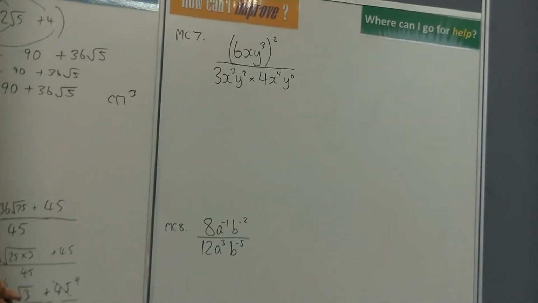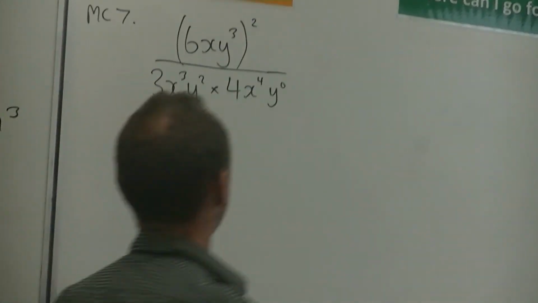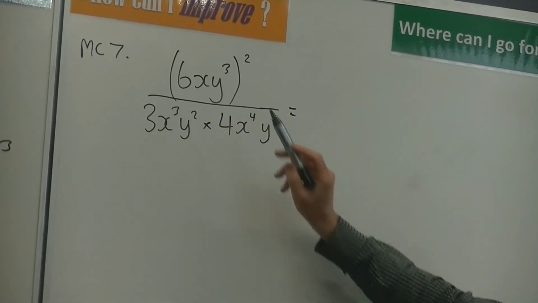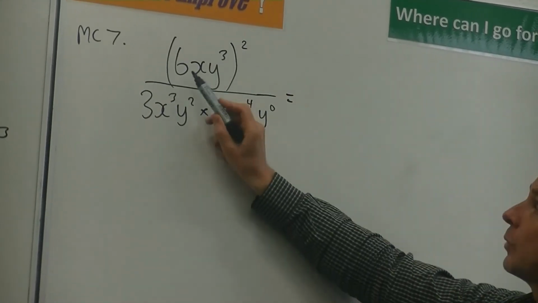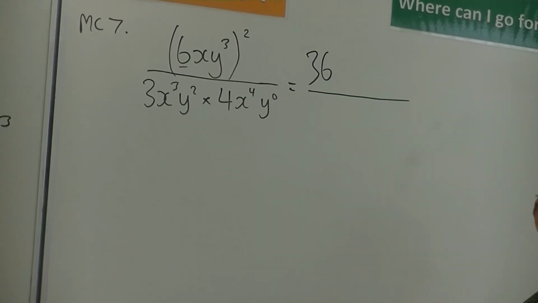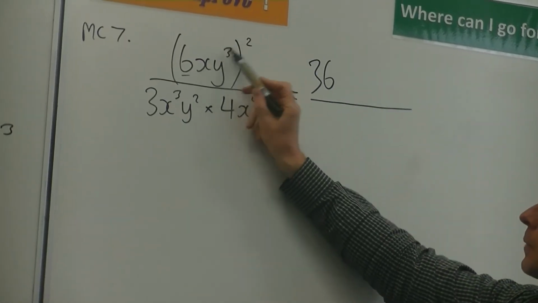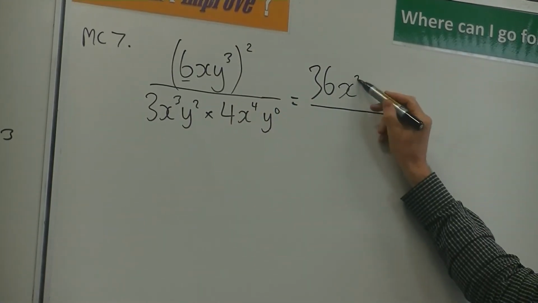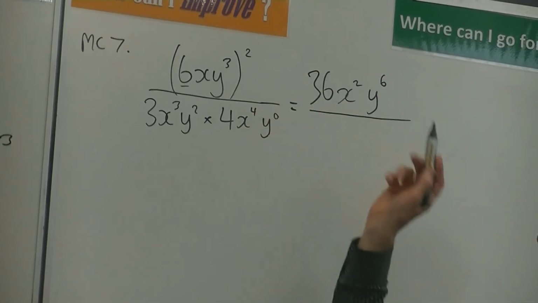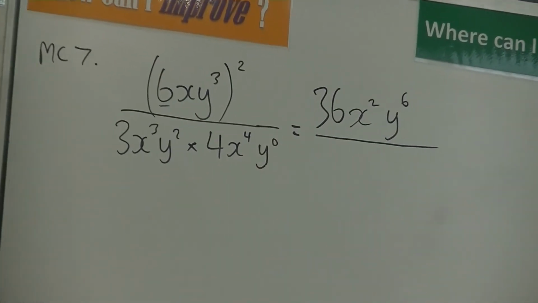So multiple choice 7 from the chapter review. If we look at this question up here, first thing we need to do is expand the brackets at the top. So everything's squared. So we have to square the 6. So 6 squared is 36, normal number squared. Then, if you remember the multiplication rule, this becomes x squared, and this y term becomes y to the power of 6. 3 times 2 is 6. Hopefully you remember those rules.